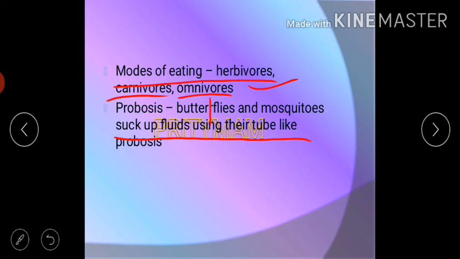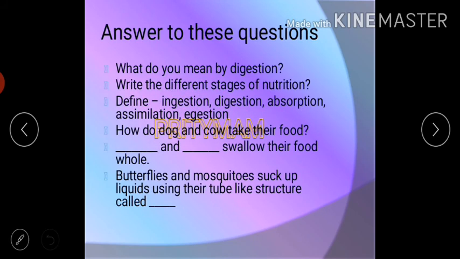So these are some of the important groups of animals which obtain nutrition from food, and we will study more about it later on. But these are some of the questions related to the 5 stages of nutrition. Let us go through them. What do you mean by digestion? The process by which the body breaks down the food that is eaten into soluble nutrients that can be absorbed easily is called digestion.